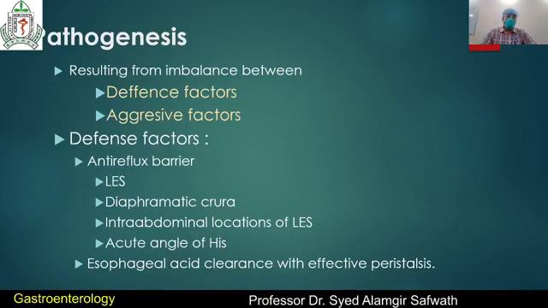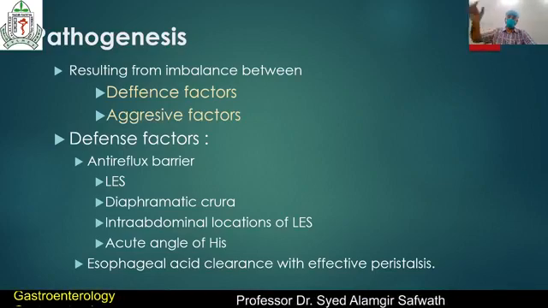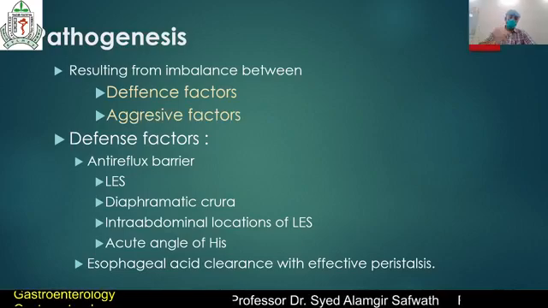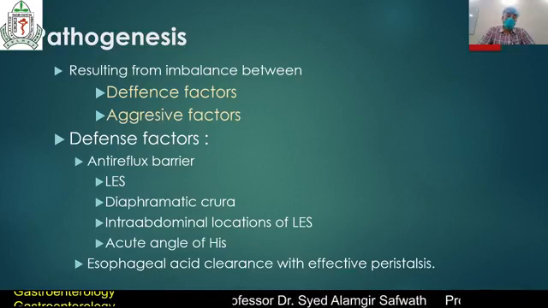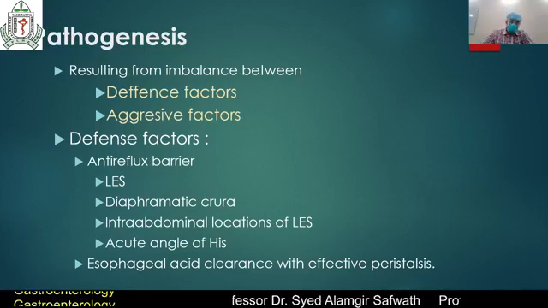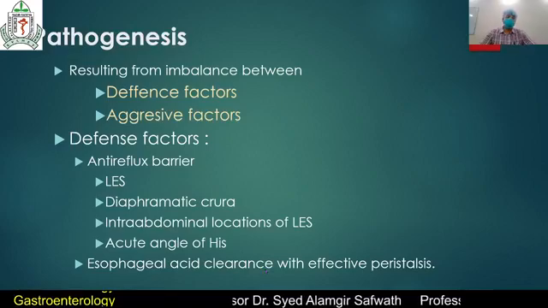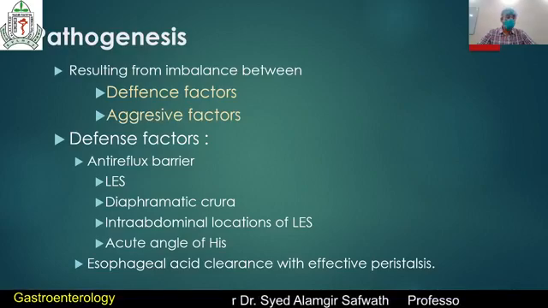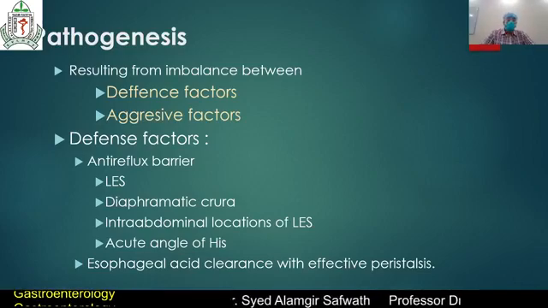An acute angle of His. We know that there is an acute angle between the lower end of the esophagus and the fundus of the stomach. This acute angle of His also helps to prevent reflux of gastric content into the lower end of the esophagus. Another one is esophageal acid clearance with effective peristalsis. As there is peristalsis within the esophagus, if any gastric content enters the lower end of the esophagus, it will be cleared very soon with the help of effective peristalsis. So all these are defensive factors.